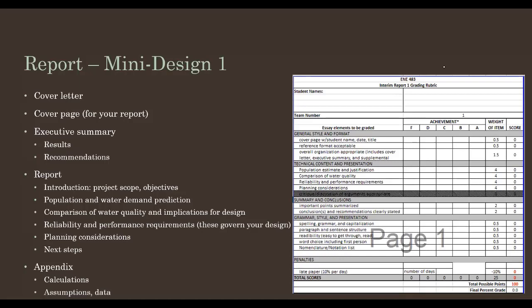Reliability and performance requirements, you summarize the key aspects of these that will affect your design. Okay. And then planning, you're essentially talking about what I mentioned. This is the information you need in order to make a recommendation. And then next steps. And then also, if you have questions, so if you have questions about this site, about the water quality data, provide that in your report.